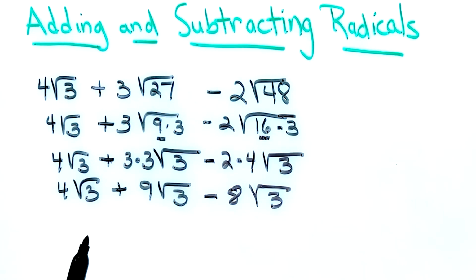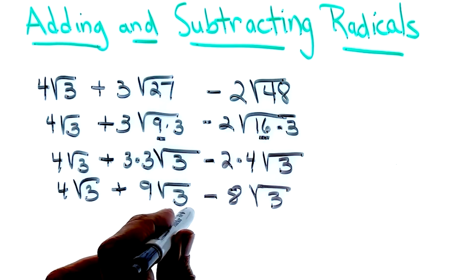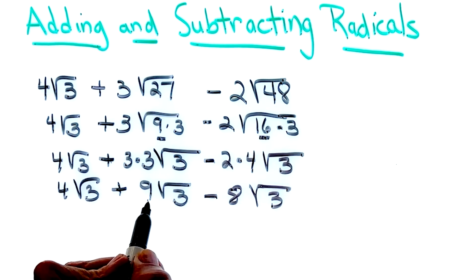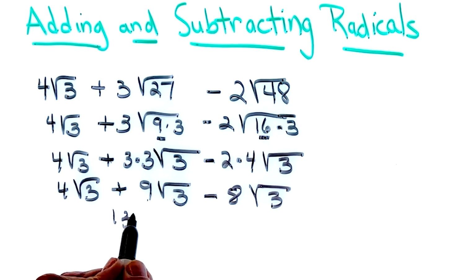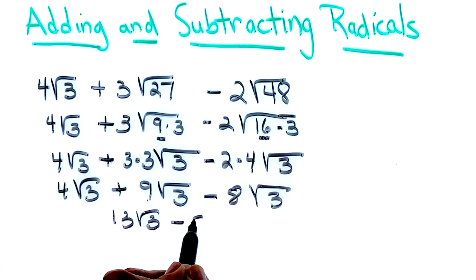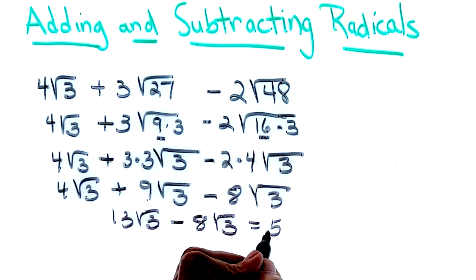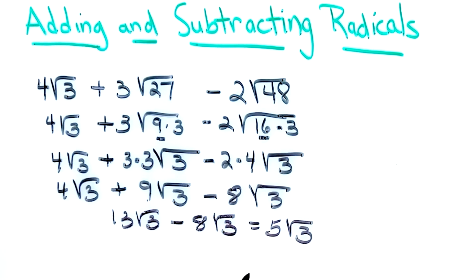Well, now that I see that I have the square root of 3, the square root of 3, the square root of 3, I can add or subtract the coefficients. So 4 plus 9 is 13 square roots of 3 minus our 8 square roots of 3. And so 13 minus 8 is equal to 5 square roots of 3.